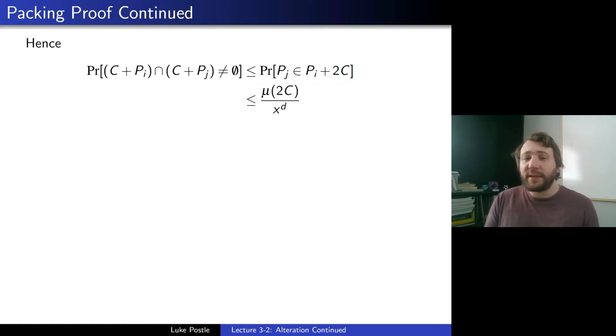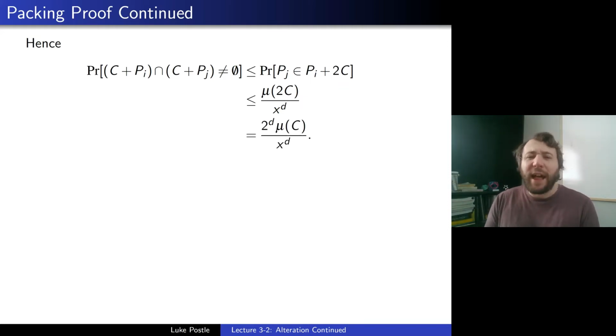What is that probability? Well, it's at most mu of 2C over x to the d. So again, we might have the case that the p_i is closer to the edge of the cube, so that not the full p_i plus 2C is inside the cube, but we'll only use that as an upper bound then. So let's assume that the full 2C worth of points is in, then we can upper bound this by the measure of 2C, which is the doubling of C, divided by the measure of the whole space, this cube, which is x to the d.